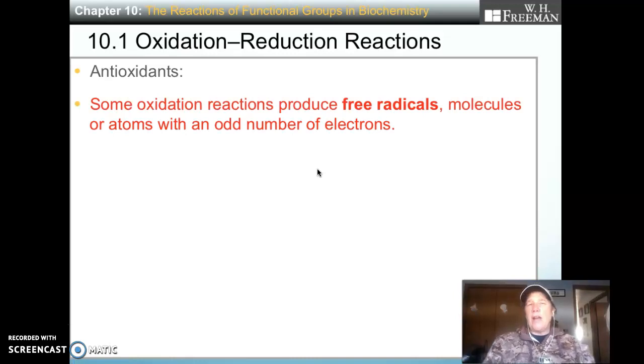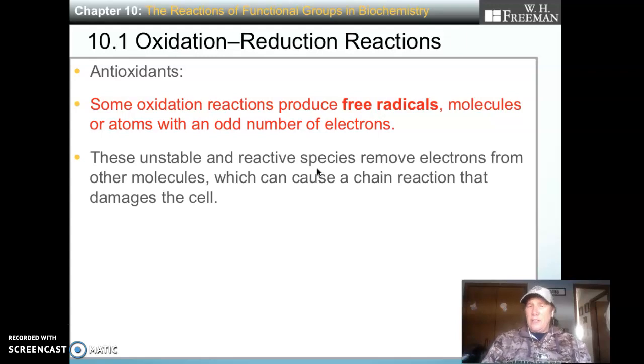The thing to remember about oxidation reduction reactions is that they can produce what they call free radicals, and free radicals can cause some problems. These are molecules or atoms that have an odd number of electrons, and they can float around in your body. Okay, they're very unstable and you really don't want them. So you want something to grab hold of them and take care of them. And that would be your antioxidants.